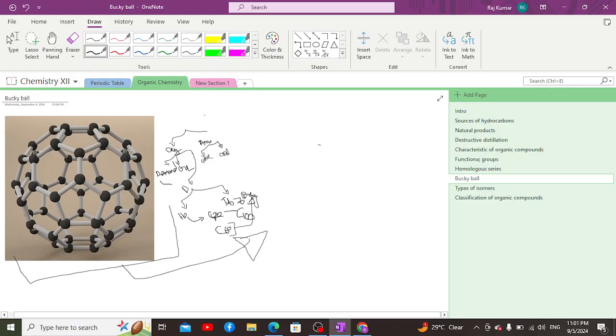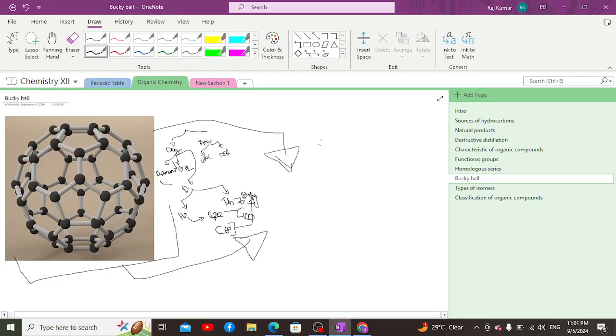So, this was a basic discovery, and it was named after the American architect, who was not a scientist but an architect who built the geodesic dome, which had a structural resemblance to the Bucky Ball, due to which he was honored, and the Bucky Ball was named after him.